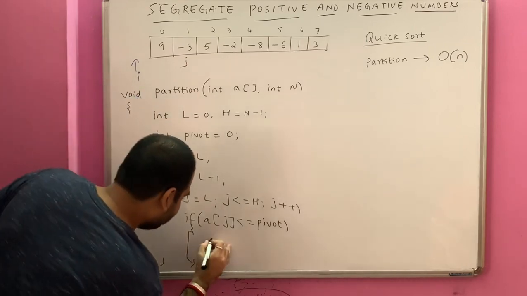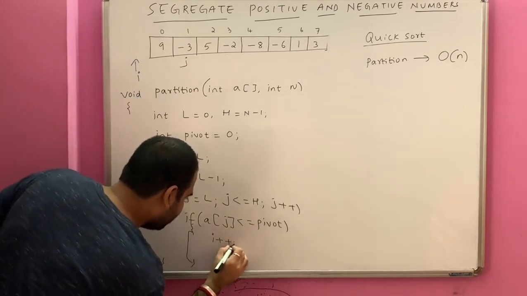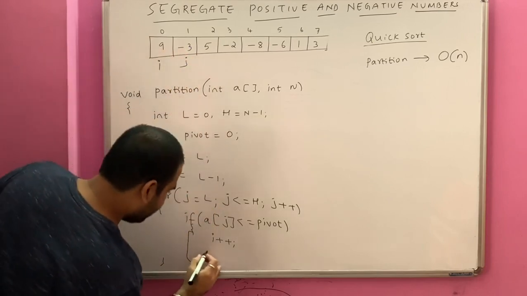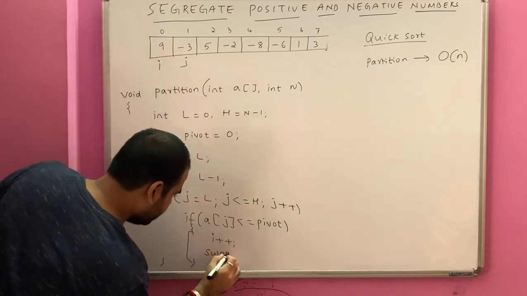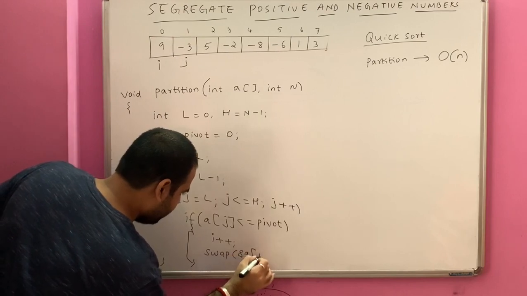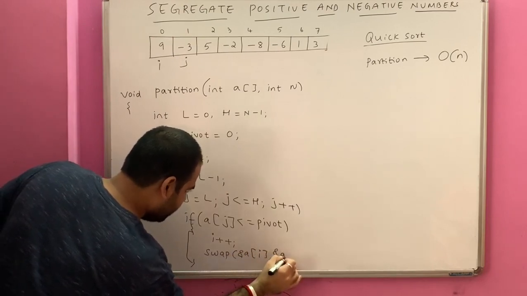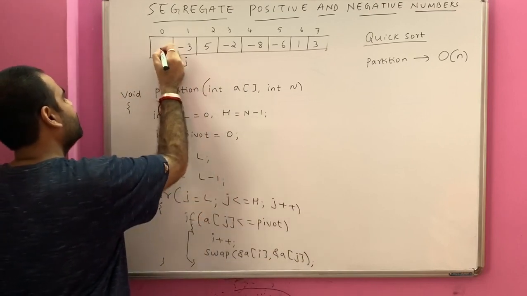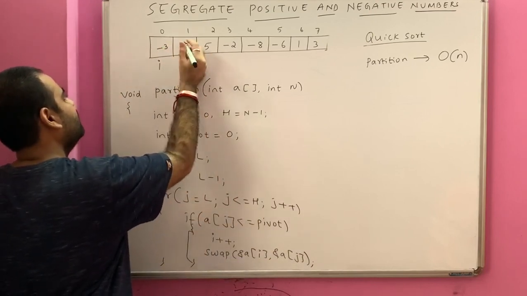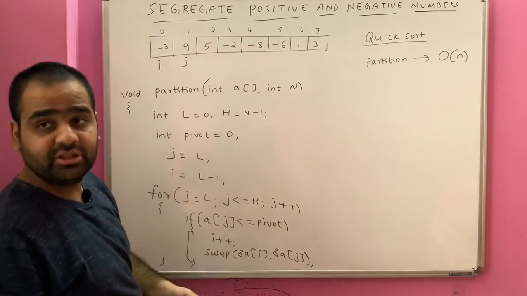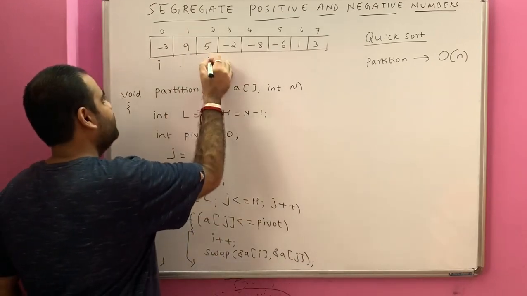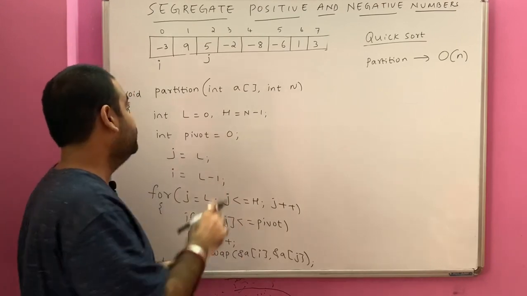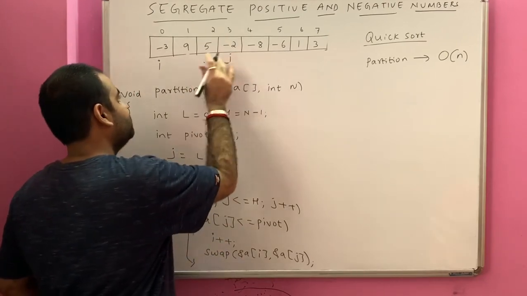And how do we move towards the left? First we say i plus plus. Therefore i will come over here and you swap a of i and a of j. Hence we write swap ampersand a of i, ampersand a of j. That means minus 3 will come over here and 9 will come over here. Again you say j plus plus. The value of j will be over here. 5 less than or equal to pivot, which is 0? No. j plus plus. Minus 2 less than or equal to 0?